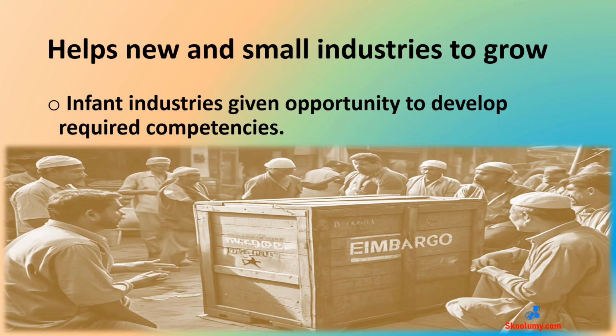Trade protection helps new and small industries to grow. Recently established industries are called infant industries. The government may help newly established domestic companies mature by using measures like tariffs or embargoes. These new companies typically lack the capacity needed to guarantee economies of scale and efficiency. They do not have the newest technology, highly skilled labor, a sizable market, or the capacity for research and development. Therefore, protection is required until they acquire the necessary capability.